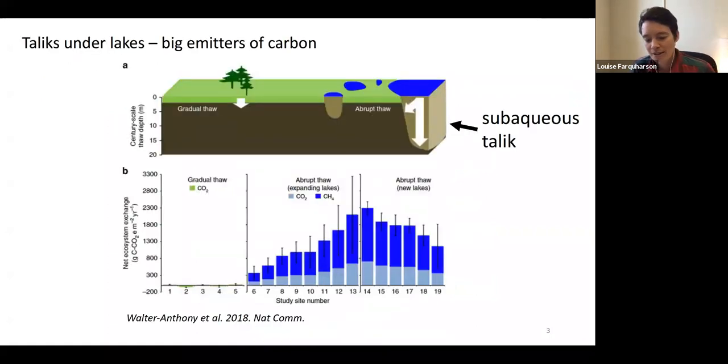For the most part, if you're familiar with the term talik, it's most likely to be in the context of thaw lakes. Thaw lakes are known to be big emitters of carbon, and one of the primary mechanisms of carbon release from thaw or thermokarst lakes, deep thermokarst lakes, is the formation of taliks below the water body. You can see in this figure from Walter Anthony's work in 2018 in Nature Communications, they explored carbon emissions from lakes and compared it to adjacent terrain that was not affected by lakes. They found that lakes were emitting a lot more carbon than the adjacent tundra landscape. Next slide.